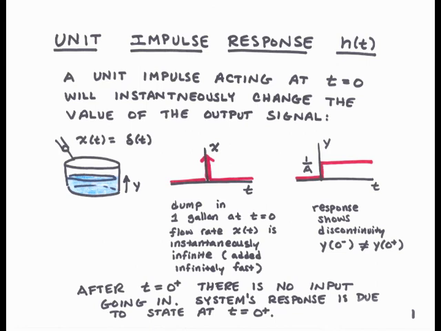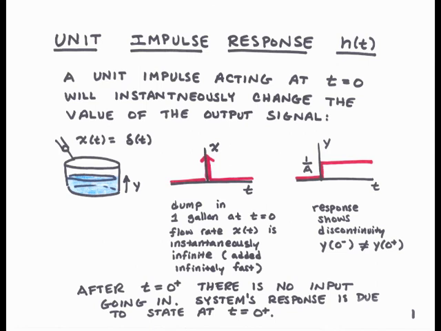We learned previously that the impulse response of a system is very important to determining how the system responds to an arbitrary input. In this presentation, we'll learn how to find the impulse response of a system. First, we'll note throughout the presentation we'll label the unit impulse response h of t.